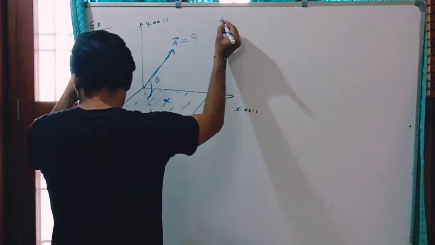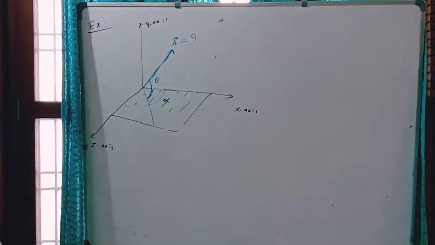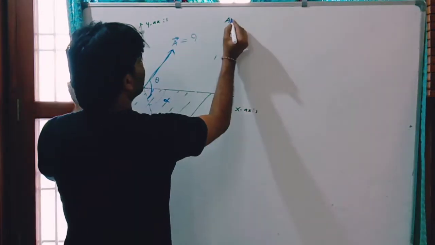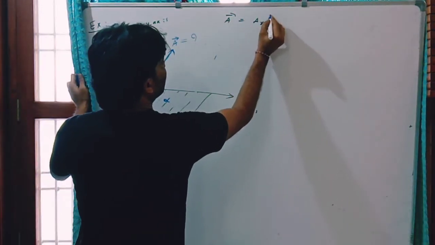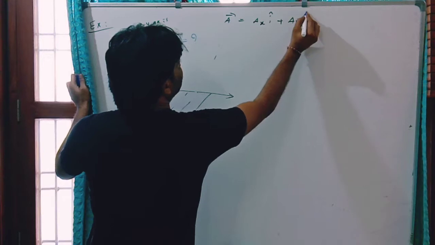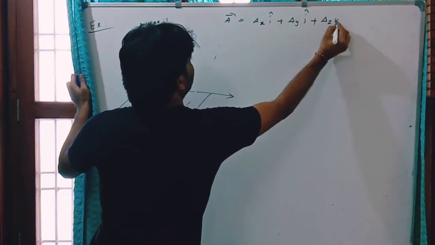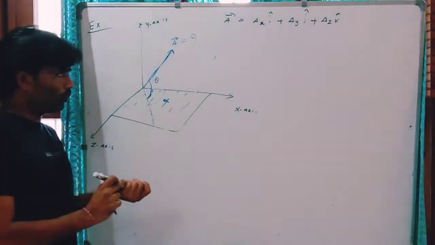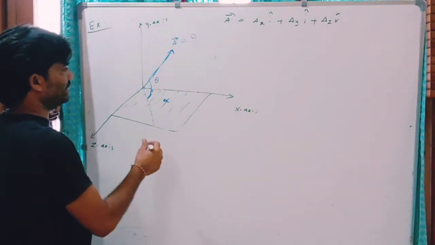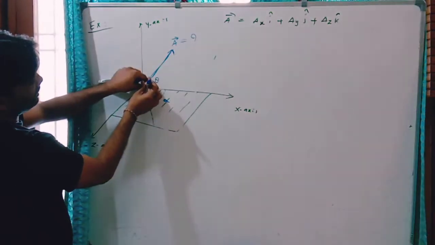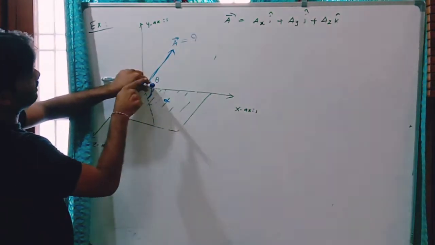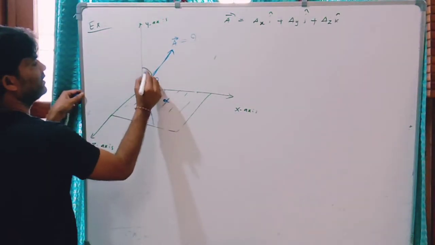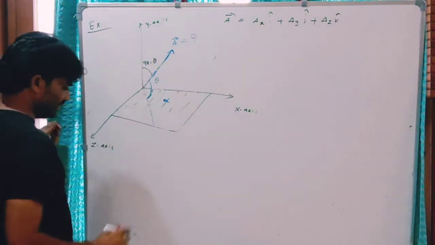So how can we write? If you have the components of a vector, you can write Ax i cap plus Ay j cap plus Az k cap. That is the vector form, right? We should know the components along x direction, y direction and z direction. Here this vector is like this, making theta angle with this line, and it makes 90 minus theta with the y axis. This angle is indirectly 90 minus theta. Is it clear or not?